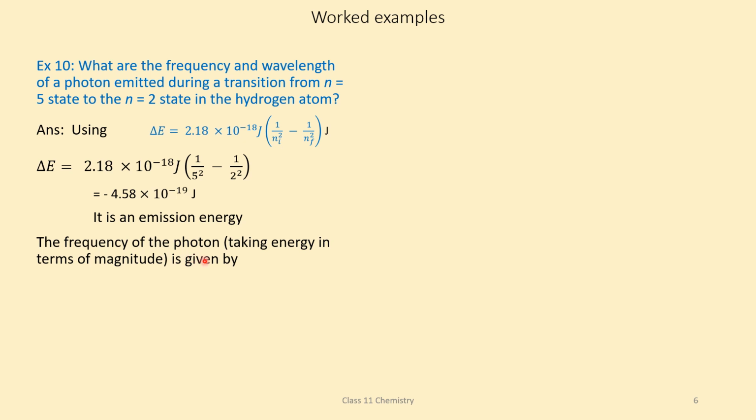The frequency of the photon, taking energy in terms of magnitude, is given by frequency nu is equal to delta E by h, where nu is the frequency, delta E is the energy and h is the Planck's constant. Substitute the value of delta E calculated in the previous step. So simplifying, we get the answer as 6.91 into 10 to the power of 14 hertz.